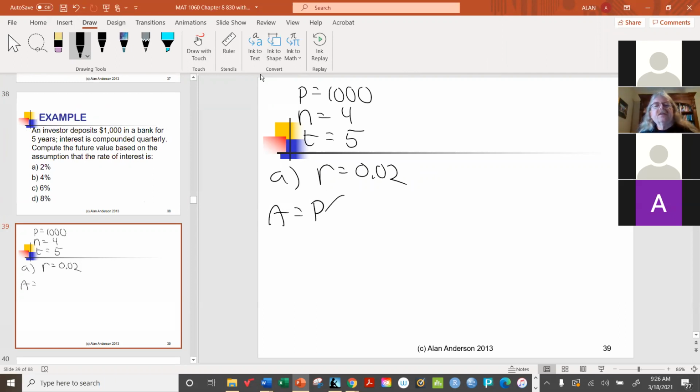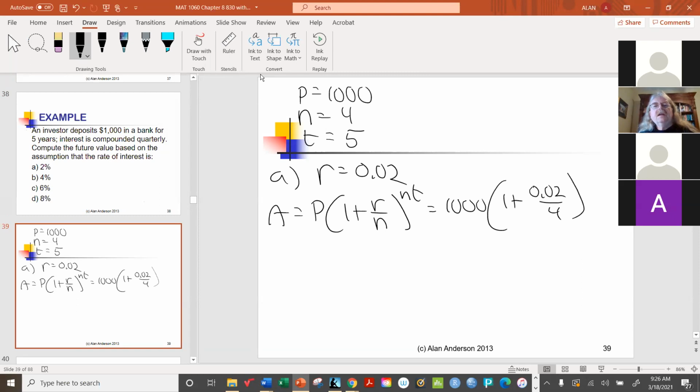Now the formula never changes. 1,000 times 1 plus, so it's 2% over 4. So in all four of these cases, the exponent will always be 20 quarters. The only thing that's changing is the interest rate. So 1,000 and 0.02 over 4 is 0.005, plus 1, raised to the 20th power.